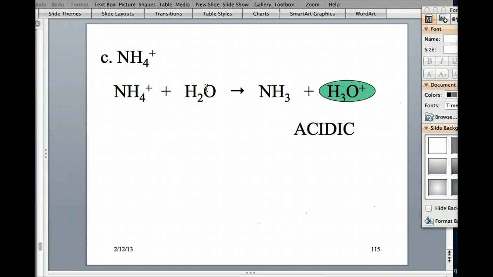All right, ammonium, what happens to ammonium? Well, it's donating an H to water. So the NH4 is the acid, and that makes it acidic. It's hydrolysis reaction.